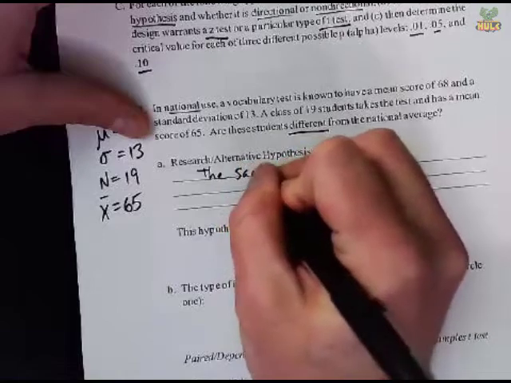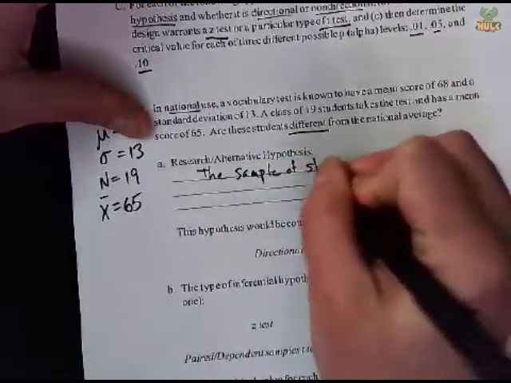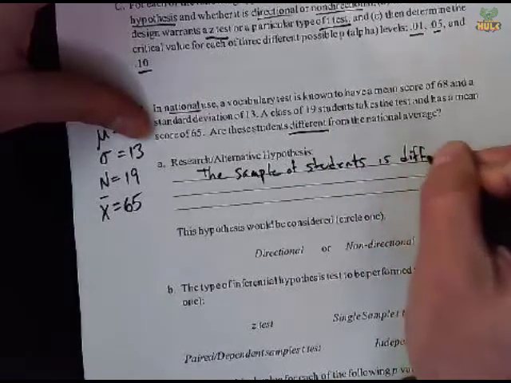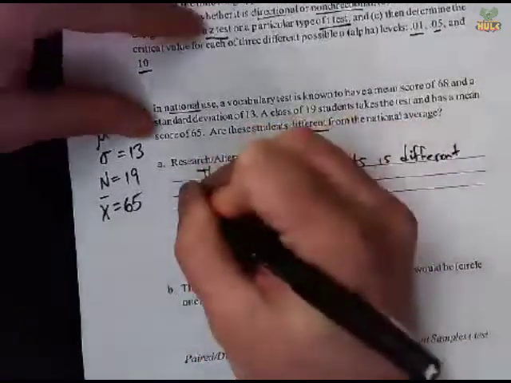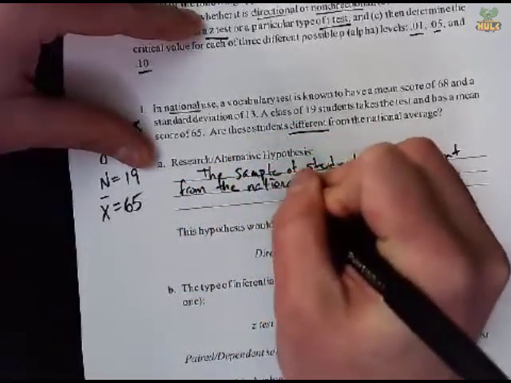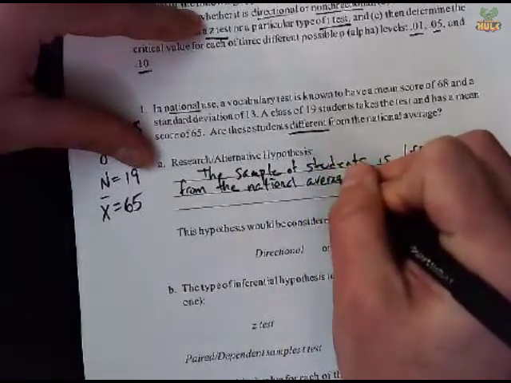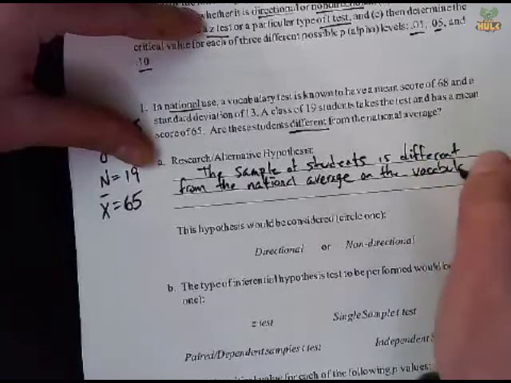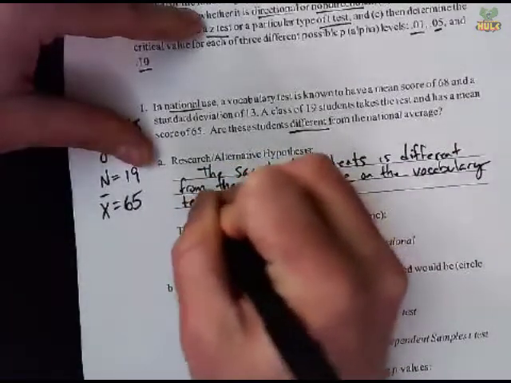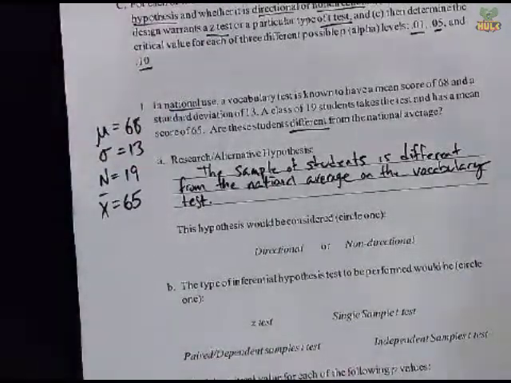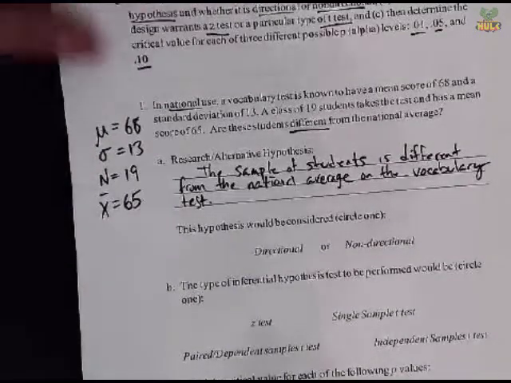The sample of students is different from the national average on the vocabulary test. Okay, something like that, right? The research hypothesis saying there will be a difference between the average of the student's performance on the test and the average that we know to be the national average.